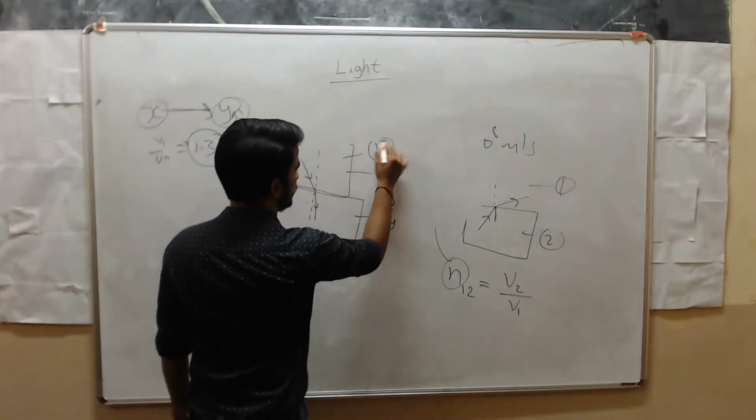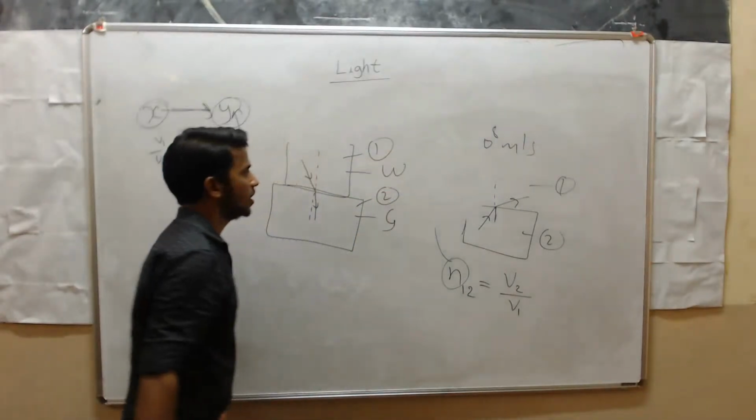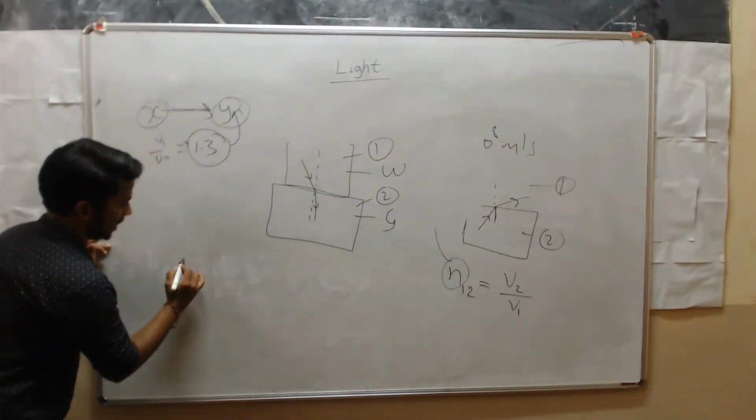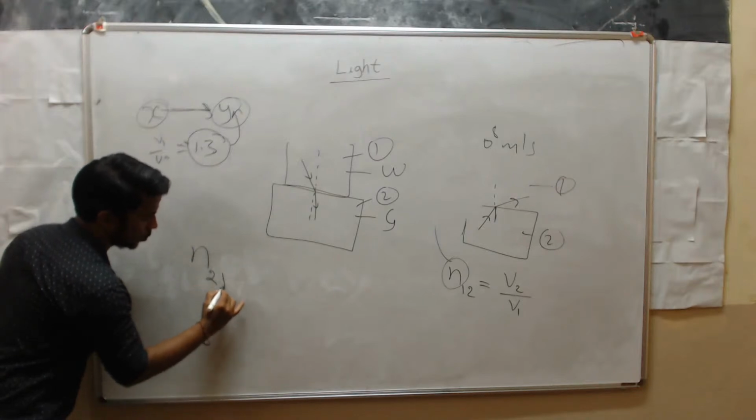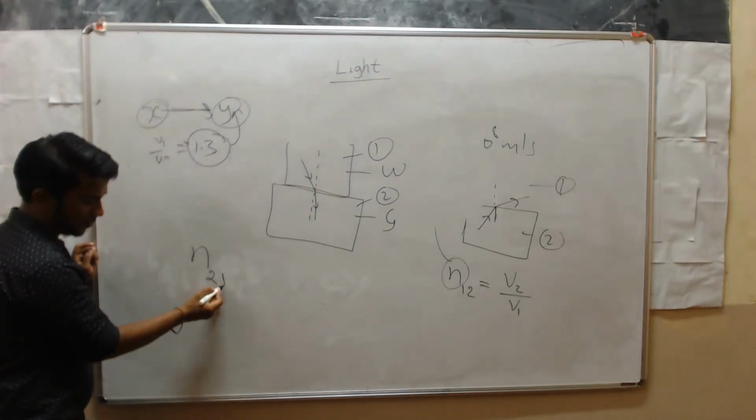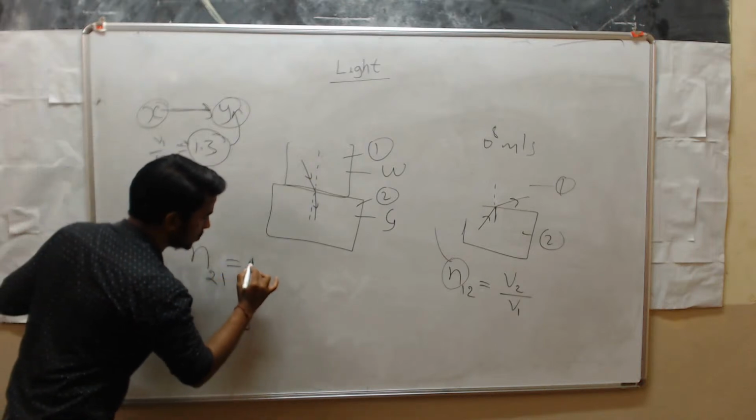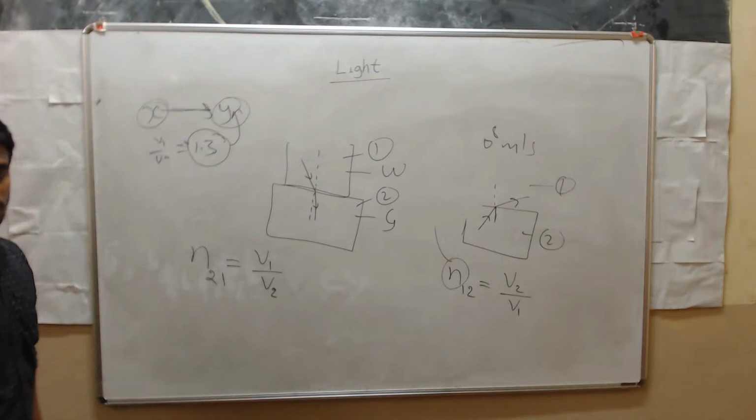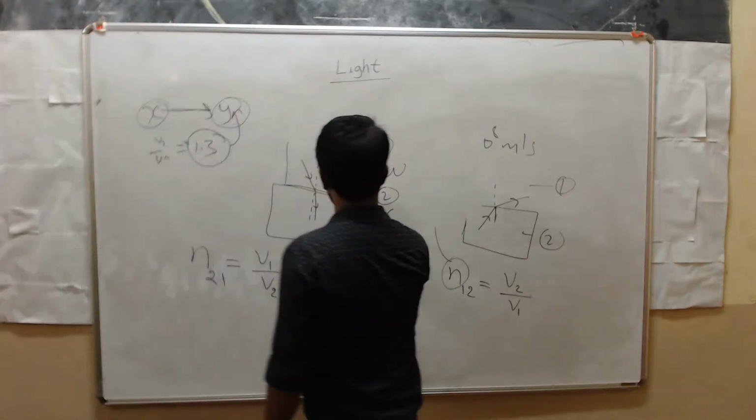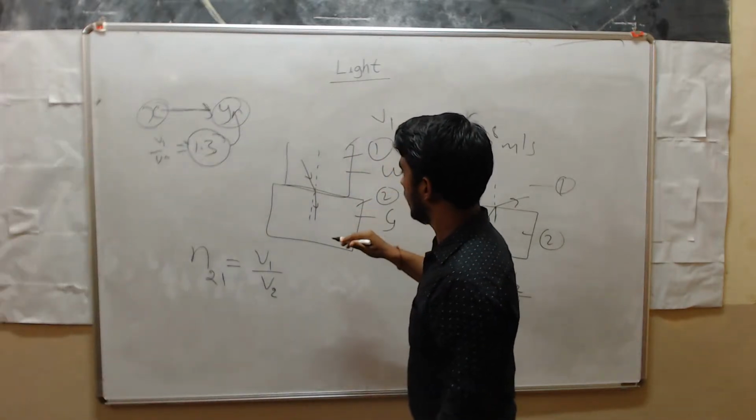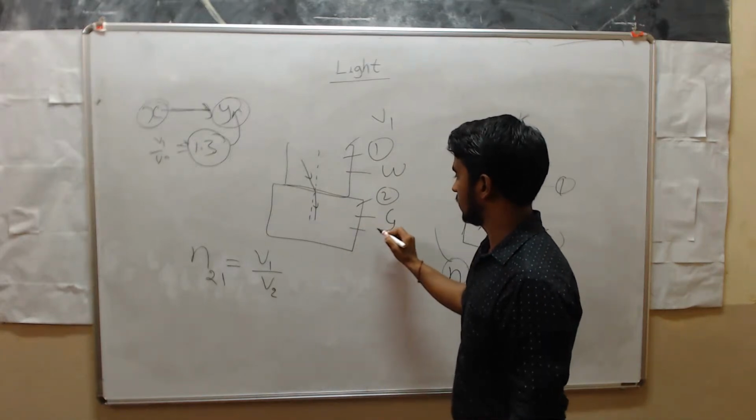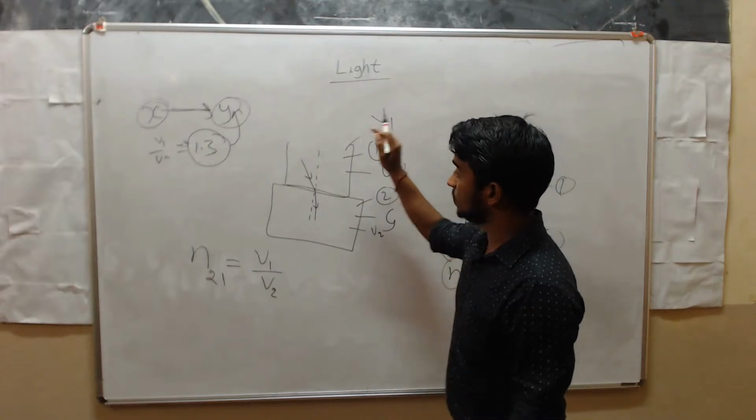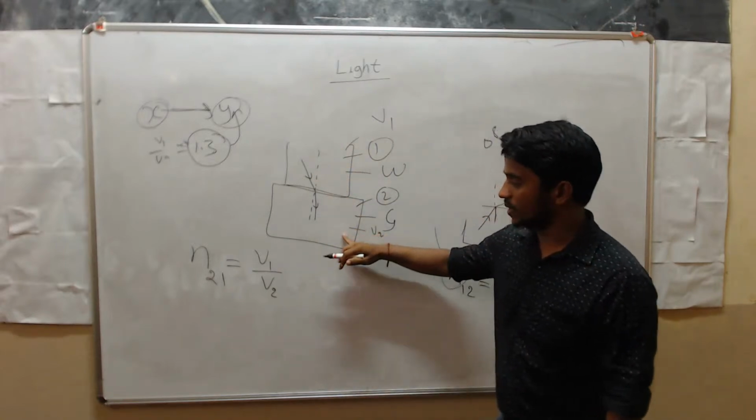Okay, so this is medium 1 and this is medium 2. Now I am passing a ray of light from medium 1 to medium 2. So here also we can write N21, which means a ray of light traveling from medium 1 to 2 is equal to V1 divided by V2. V1 divided by V2 means the speed of light in water medium, I will take it as V1, and speed of light in glass medium, I will take it as V2. Okay, V1 means speed of light in medium 1 and V2 the speed of light in medium 2.